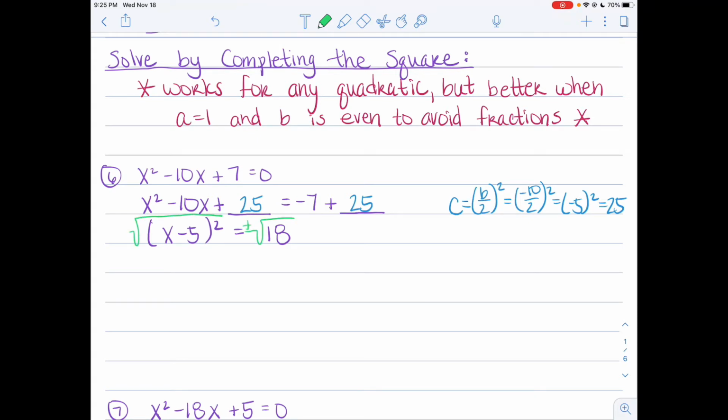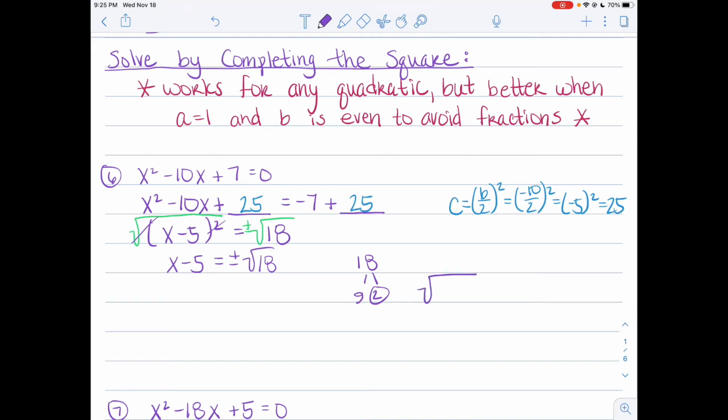This will be plus or minus, and I can continue. Remember that the square and square root cancel, and x minus 5 is then equal to plus or minus the square root of 18. 18 isn't a perfect square, but we have a technique for finding perfect squares that are hidden. We can break this down into 9 and 2. 2 is a prime number. 9 could be further factored into 3 and 3, or you can just recognize that 9 is a perfect square.